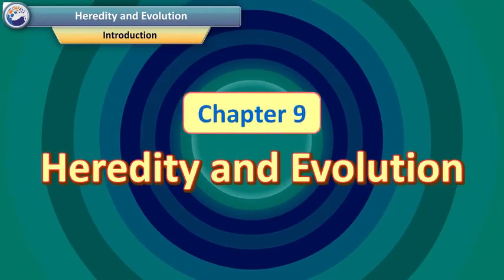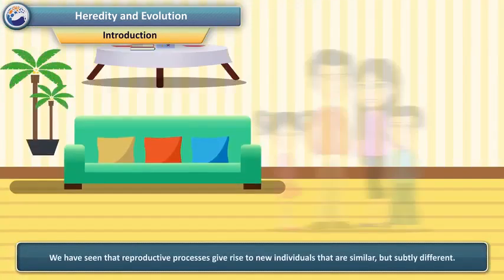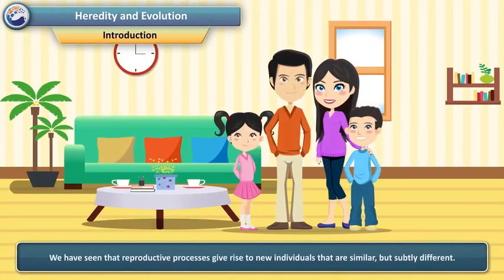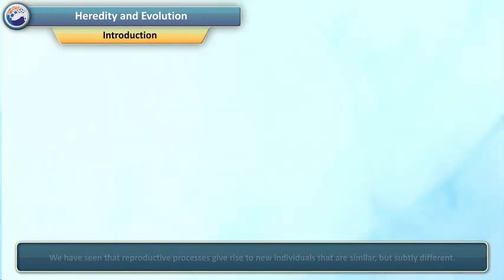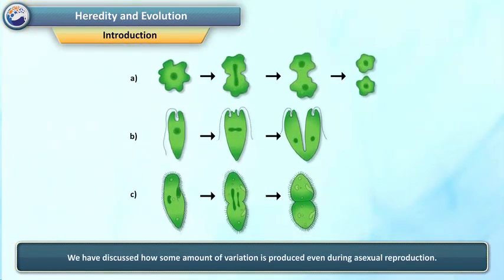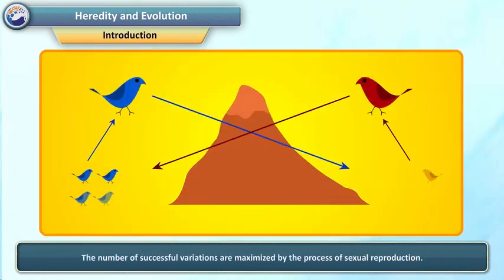Chapter 9. Heredity and Evolution. We have seen that reproductive processes give rise to new individuals that are similar, but subtly different. We have discussed how some amount of variation is produced even during asexual reproduction. The number of successful variations are maximized by the process of sexual reproduction.